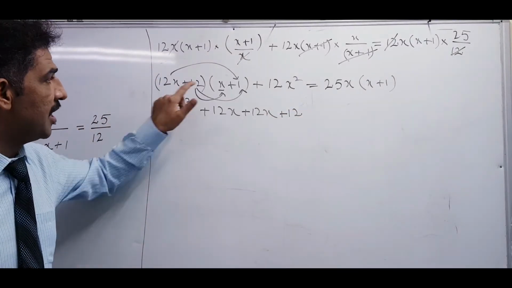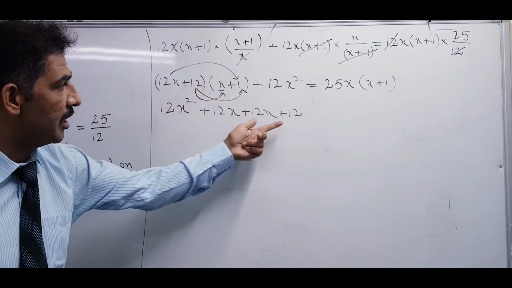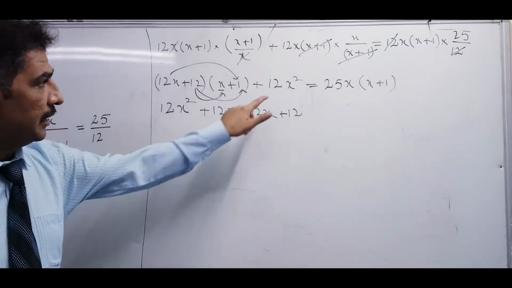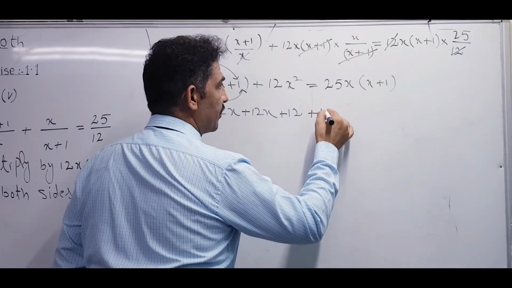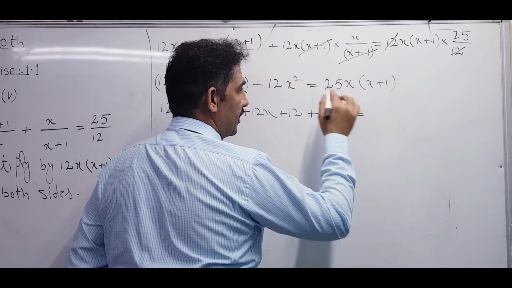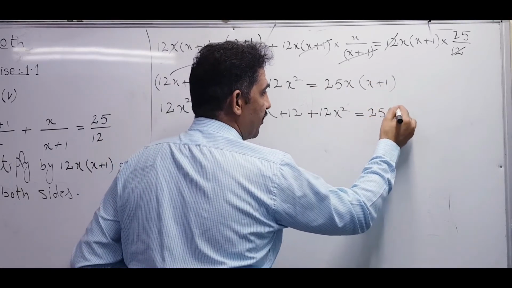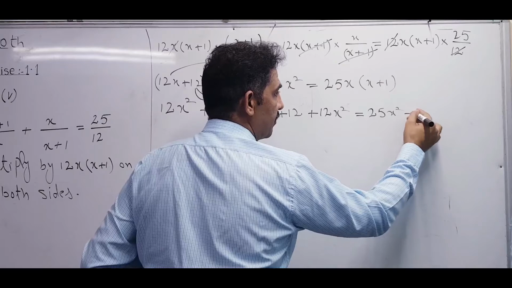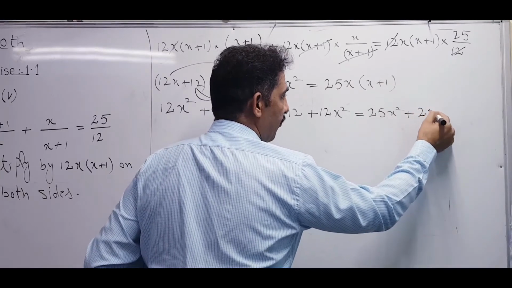I repeat that. First this 12x multiplies with both terms, we get this answer. Then this 12 multiplies with both terms, then we get this answer. This will remain the same. Plus 12x square. Here when I expand that, 25x into x is 25x square, and plus 25x ones are 25x.